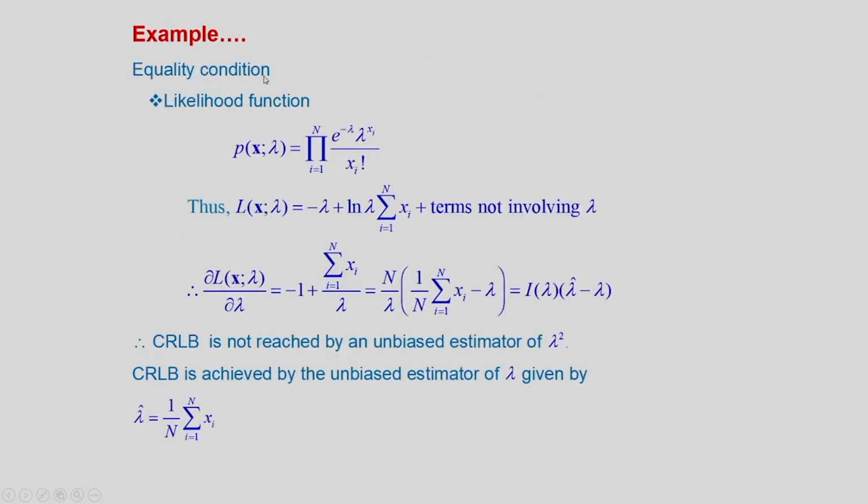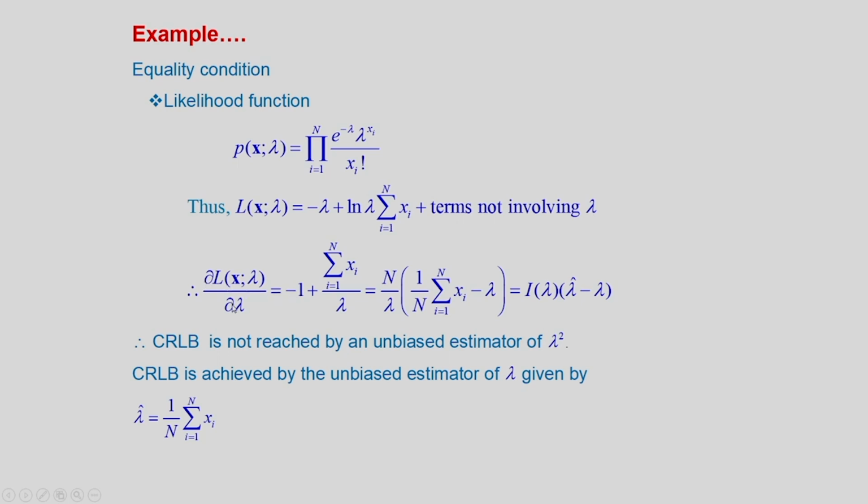Now, let us examine the equality condition. The likelihood function, we are again rewriting, this will be P of x vector, lambda, as a function of lambda, is equal to the product of e to the power minus lambda, lambda to the power xi divided by factorial xi, i going from 1 to n. This is the joint PMF or likelihood function in terms of lambda. And taking logarithm, L of x, lambda will be equal to minus n lambda plus log of lambda times summation xi, i going from 1 to n, plus terms not involving lambda.